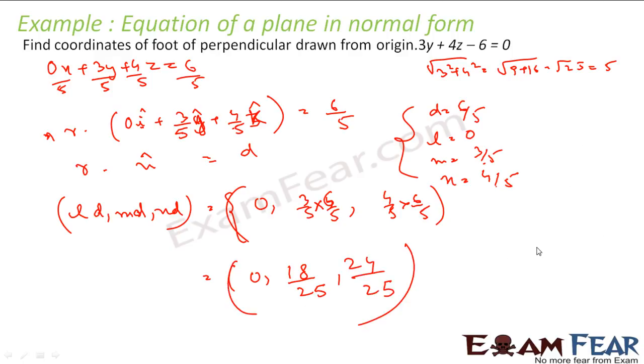Very similar to the last question, we have this point as 0, 0, 0. This is d, this is the n unit vector. So this whole vector is d n vector, and this point will be ld, md and nd.